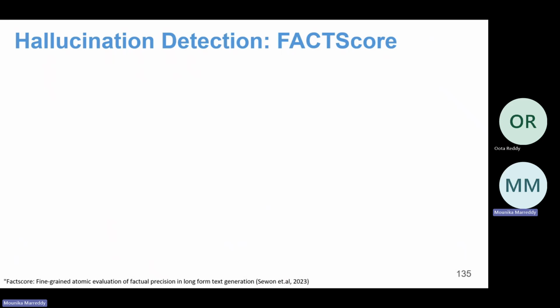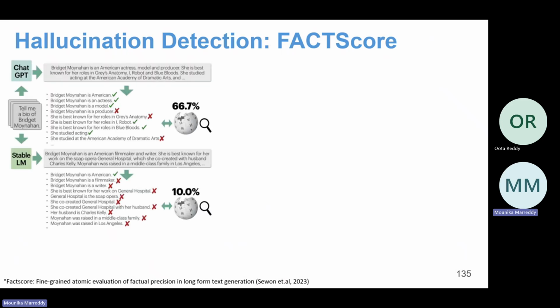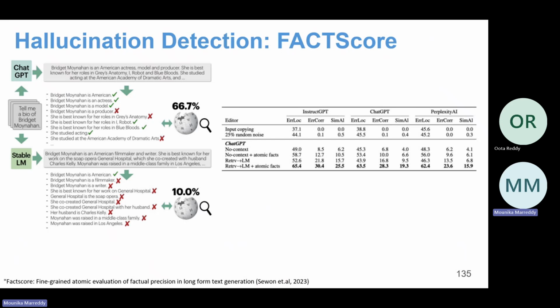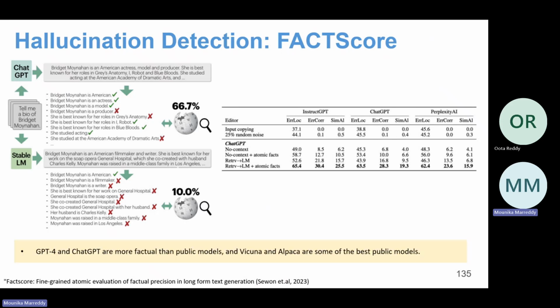The second work in this direction to detect hallucination is FActScore. Here I'll just briefly go through this. It's a new evaluation that breaks a generation into a series of atomic facts, and computes the percentage of atomic facts supported by some existing known database, saying whether this is factual or non-factual information. Here we have two key ideas: atomic fact as a unit, and the second is factual information precision as a function of the given knowledge source. The results show that GPT-4 and ChatGPT are more factual than public models, and Vicuna and Alpaca are some of the best public models.